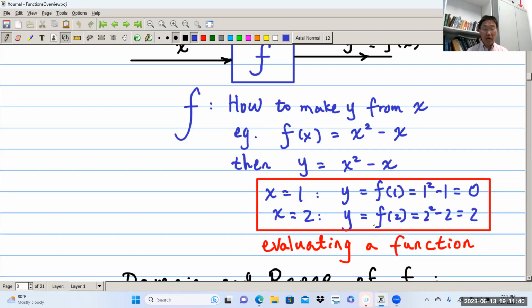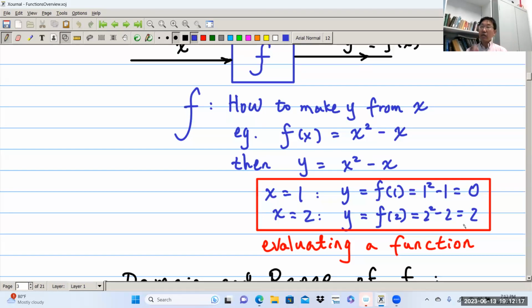If X equals 1 in this example, what's the output? Output Y is F of 1, so F works on the number 1 as the input. According to the rule, with X as the input, the output is X squared minus X. So if 1 is the input, it's 1 squared minus 1, which equals 0. You get the output 0. And if X equals 2, then Y is F of 2, which is 2 squared minus 2. You get a 2.